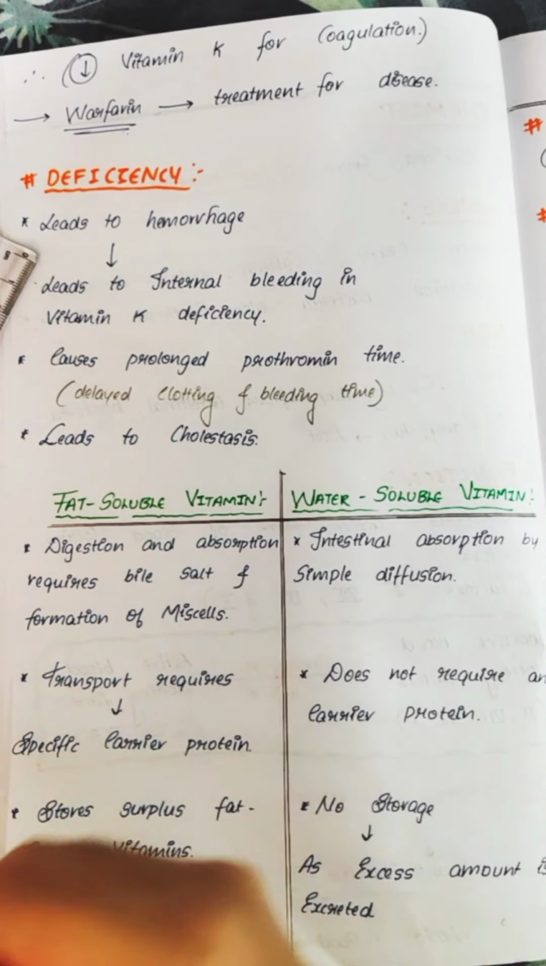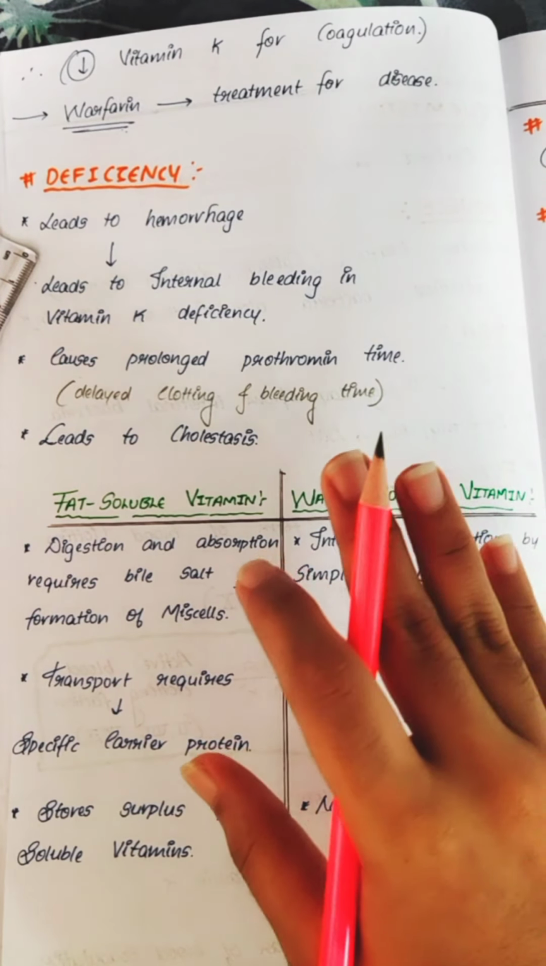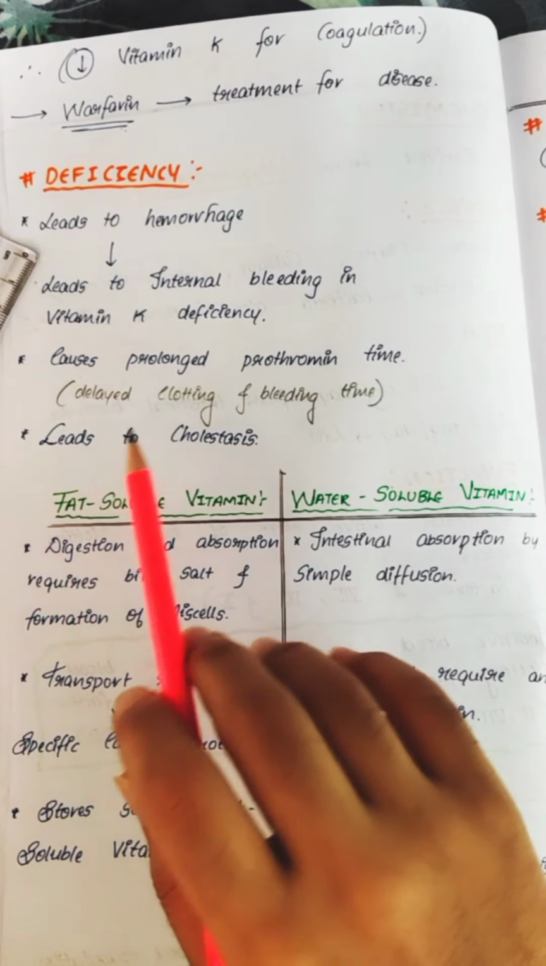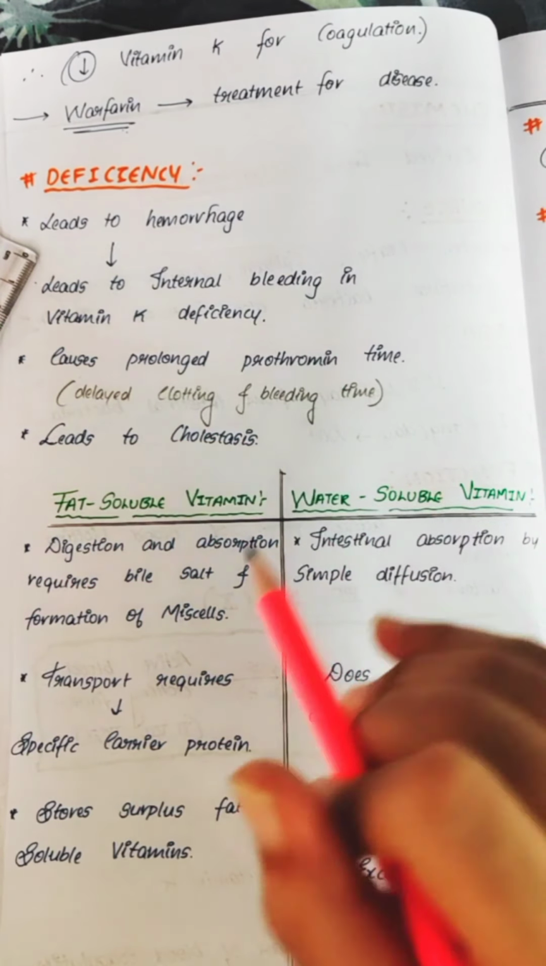Whenever you get a wound or a cut, the clotting time will be delayed. It takes a lot of time. It also leads to cholestasis, another point. So that's it about vitamin K.